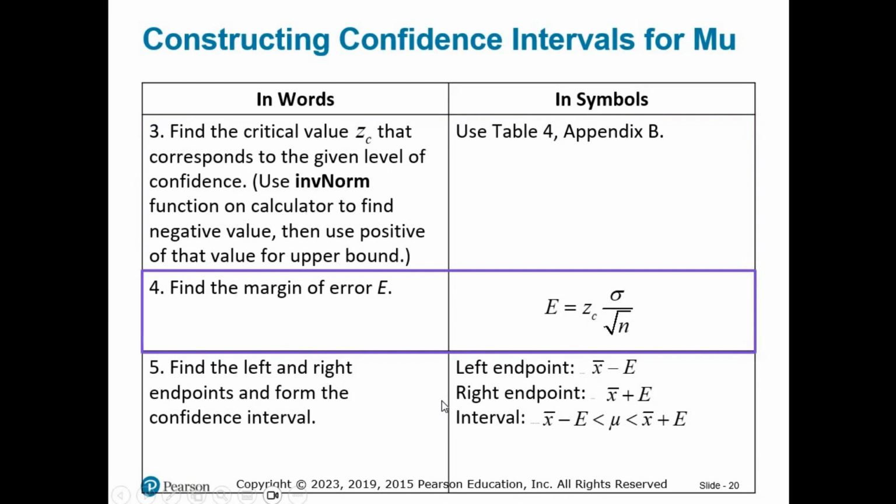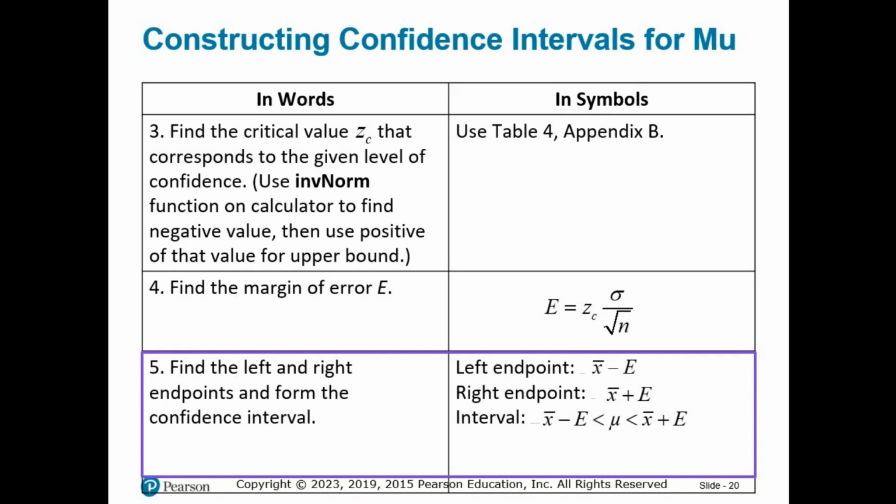Fourth, find the margin of error. This is a product, but you need to plug a few values in to achieve it. You need to have the following values ready: Z sub C, or your positive Z-score value, sigma, and sample size. Then plug them into the formula. Lastly, find the left and right endpoints to form the confidence interval. This is done by subtracting your result from the last step, your margin of error, from X bar to get the left or lower bound, and then adding it to the X bar to get your upper bound. The result will be your confidence interval.